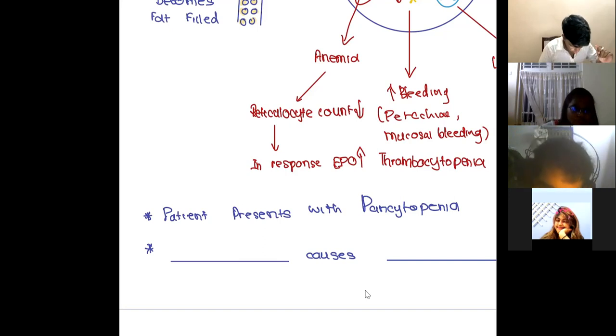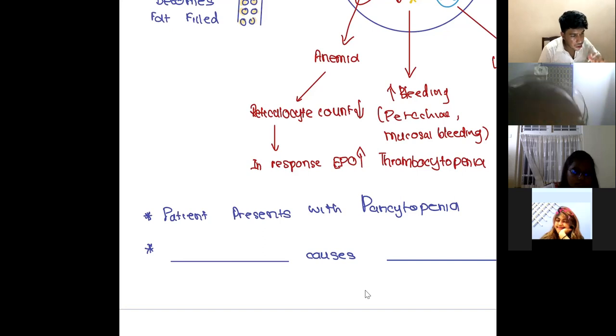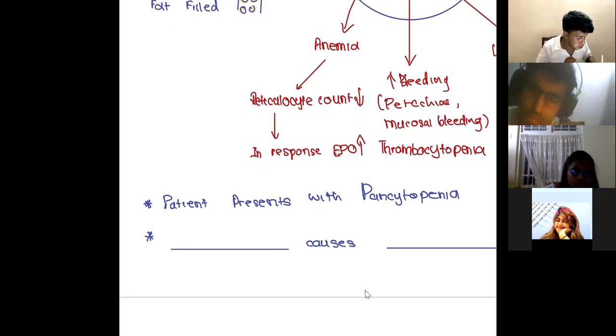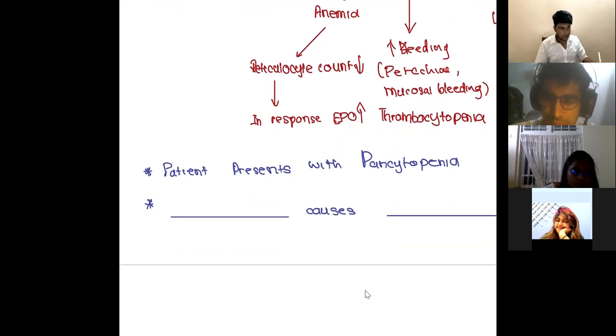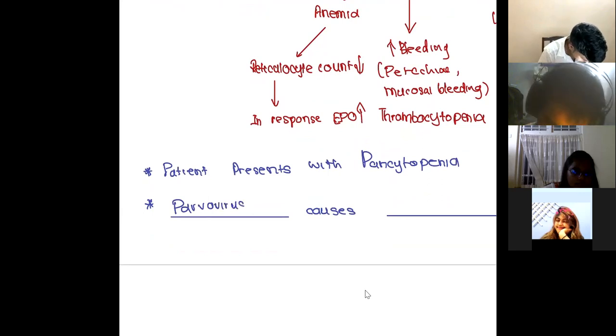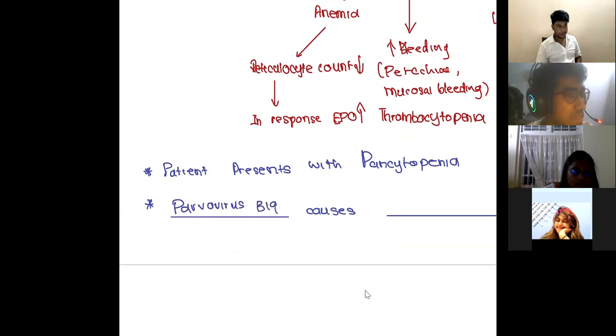I have a question. In sickle cell anemia, we talked about a virus which causes red blood cells to stop producing. Can someone tell me what the virus is? It starts with a P. Adenovirus. It's parvovirus B19. What does it cause?